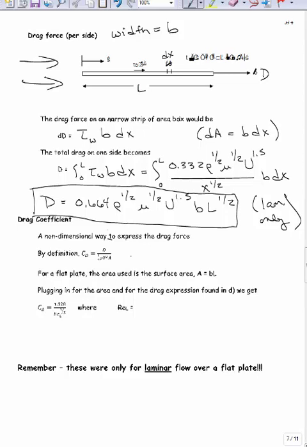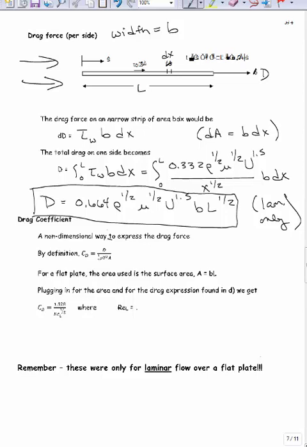Okay, and the area that we're going to use for a flat plate is what's called the planform area, or the top, because shear stress or skin friction is really what's causing the majority of the drag here. So we will use the whole surface area there when that's the case.